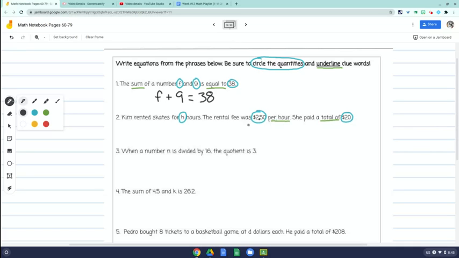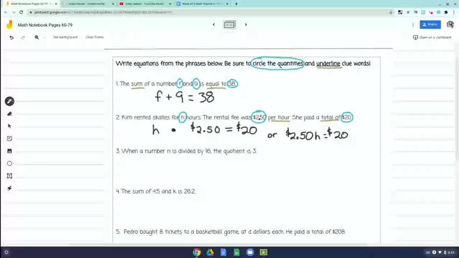So let's write out this phrase. If this is multiplication per hour, it's going to be $2.50. Well, you could do it like this. H times $2.50 equals $20. Now, normally in an algebra class, you'll see it written like this instead. $2.50 H. And when you see a number next to a variable, this means multiplication, equals $20. Okay? So let's go on and move down to the next one.